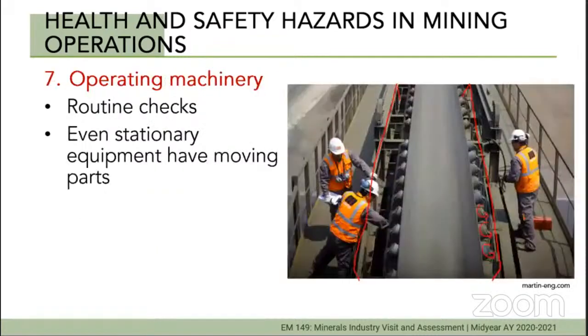Okay. And then operating machinery. So routine checks and even stationary equipment have moving parts. Ayan. So meron na pala akong nalagay na annotations here. Okay. So this one is a conveyor belt. You're already familiar with this, no? So this is basically part of the materials handling. So kahit stationary ito, marami siyang moving parts like these, yung mga ibang gears, mga ibang rollers, for example, dito.